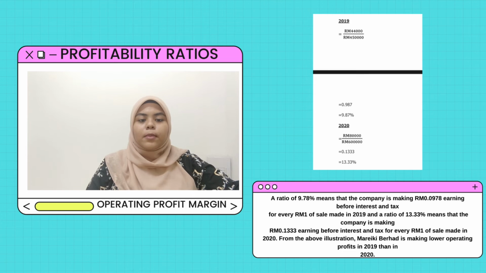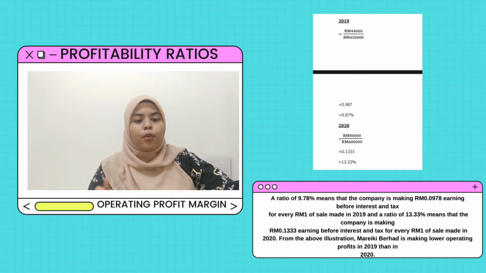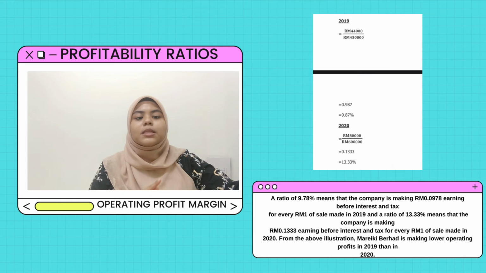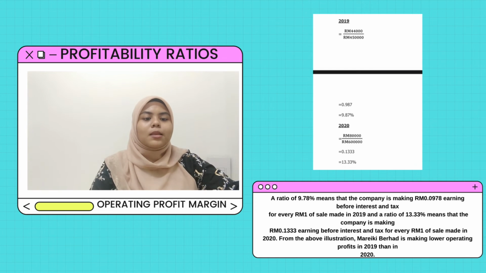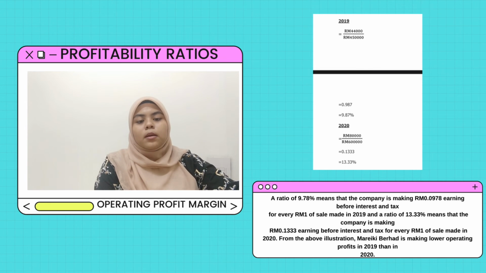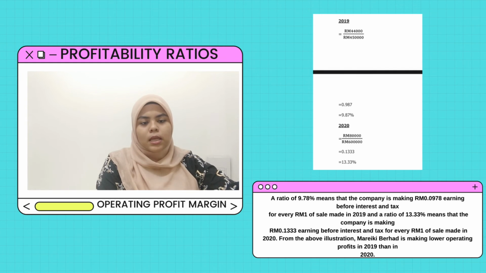Next is operating profit margin. Mareiki Berhad is making lower operating profits in 2019 than in 2020. A ratio of 9.78% means that the company is making RM0.0978 earnings before interest and tax for every RM1 of sale made in 2019, and a ratio of 13.33% means that the company is making RM0.1333 earnings before interest and tax for every RM1 of sale made in 2020.